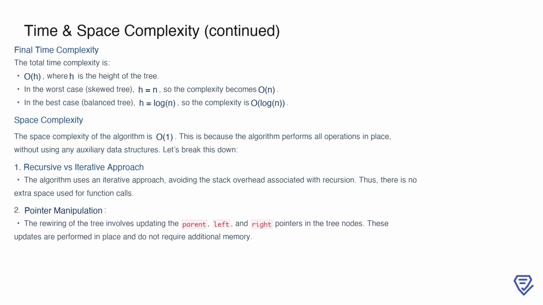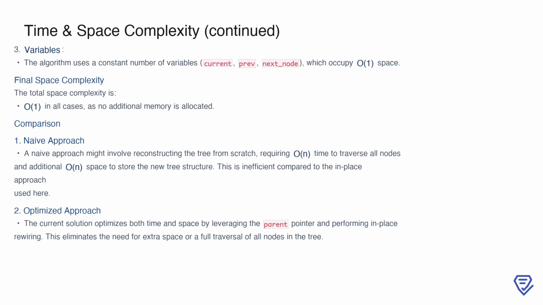First, since the algorithm is iterative, it avoids the overhead of recursion, meaning that no extra space is used for function calls. Second, the rewiring operations, which involve updates to the parent, left, and right pointers of nodes, are performed directly in the tree without allocating additional memory. Additionally, the algorithm uses only a constant number of variables, such as current, previous, and next_node, all of which occupy O(1) space. Combining these points, the total space complexity remains O(1) in all cases, as no extra memory is allocated.